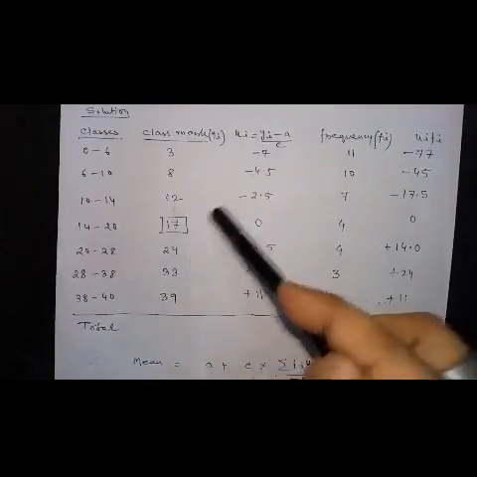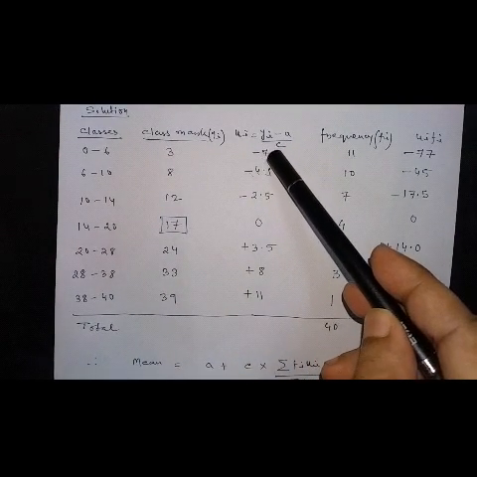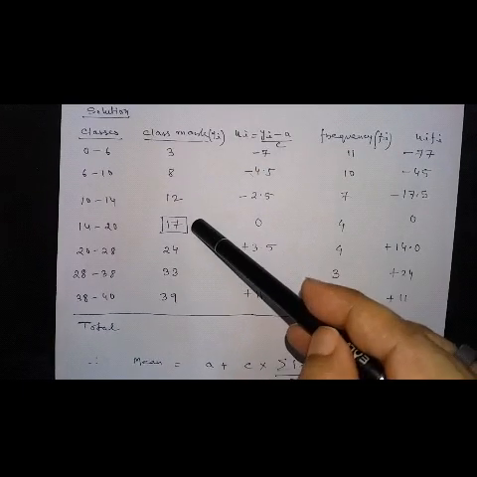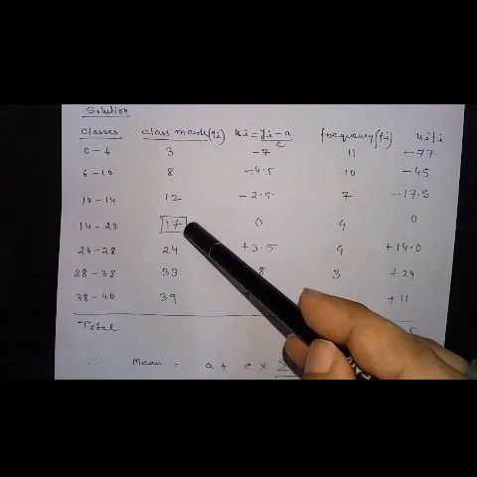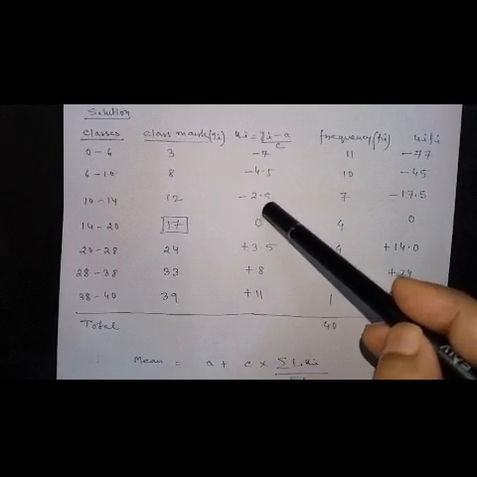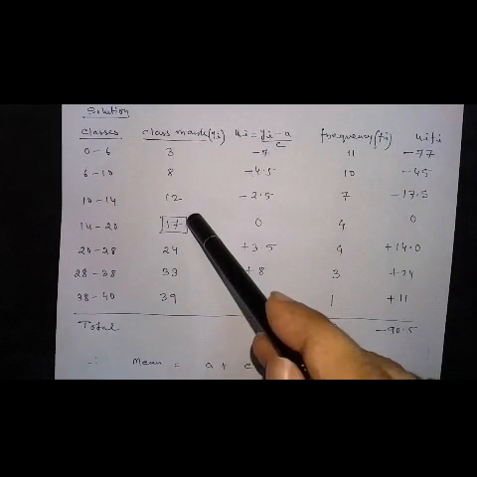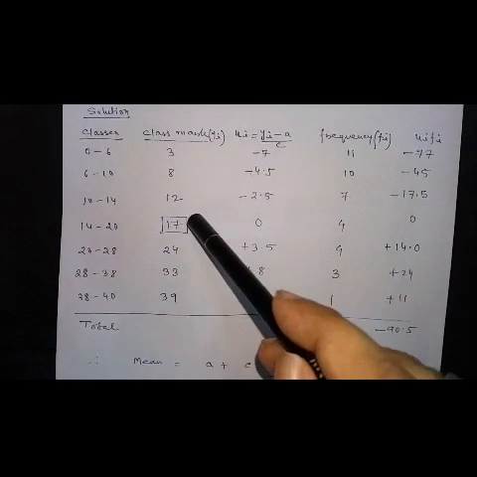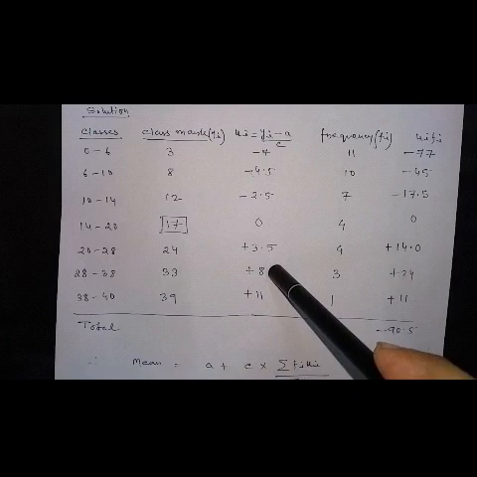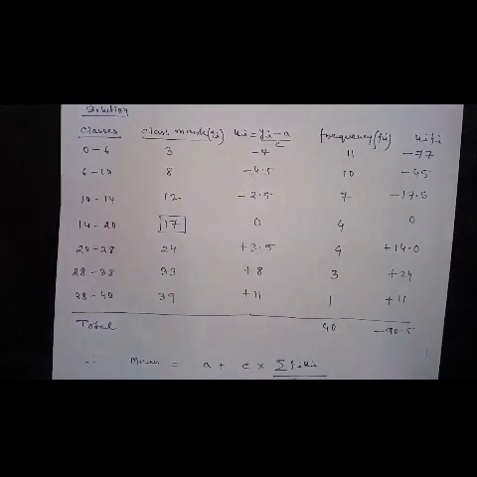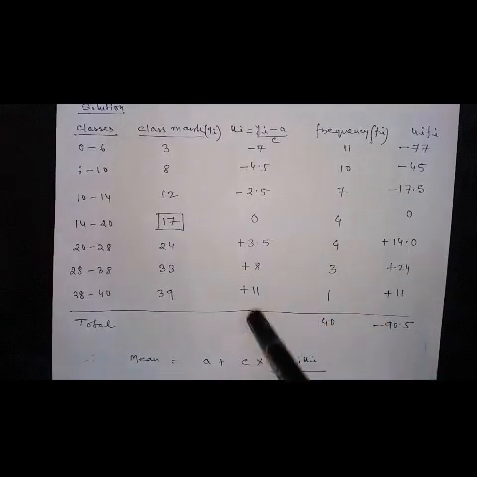Then the calculation will be easier for us. So here 3 minus 17, it's minus 14 divided by 2, minus 7; 8 minus 17, that is minus 9 divided by 2, minus 4.5; 12 minus 17, that is minus 5 divided by 2, minus 2.5; 17 minus 17 divided by 2 is 0; 24 minus 17, that is 7 divided by 2, 3.5; 33 minus 17, that is 16 divided by 2, 8; and 39 minus 17 is 22 divided by 2, it's coming 11. So in this way we have got ui.